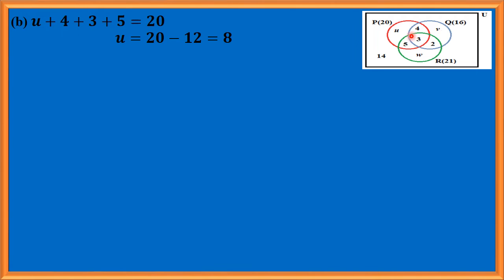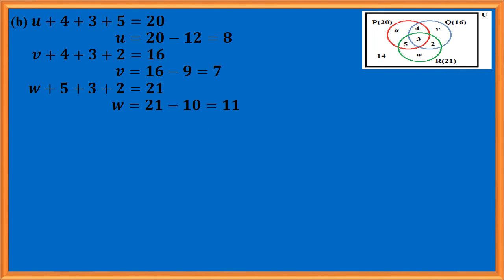Then for the blue circle, we have V plus 4 plus 3 plus 2 equals 16. V will now be equal to 16 minus 9, which gives us 7, because 4 plus 3 plus 2 gives us 9. So the value of V here is 7. Then W plus 5 plus 3 plus 2 also gives us 21. That gives us W to be 21 minus 10, because 5 plus 3 plus 2 gives us 10. So 21 minus 10 gives us 11. That means the value of W will be 11.